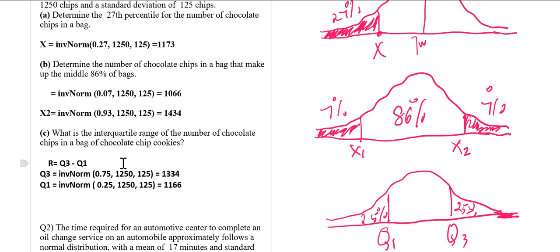And then your IQR, guys, will be, oh, it's not showing the IQR. Just make it visible. This is the IQR. It will be 1334 minus 1166. Okay, and that would be 168.